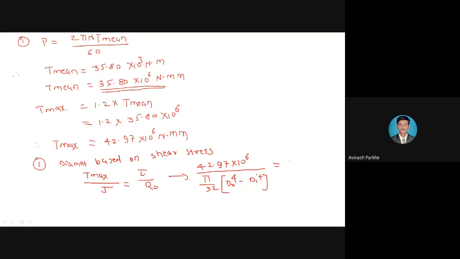Tau is given. How much tau is given? That is 60, divided by RO, which means DO divided by 2. So now put the values where the relations are given. So 42.97, this T as it is, 42.97 into 10 raised to 6 divided by pi by 32 DO raised to 4. What is the relation between DI and DO? Already we have calculated by using that particular ratio 3 by 8.